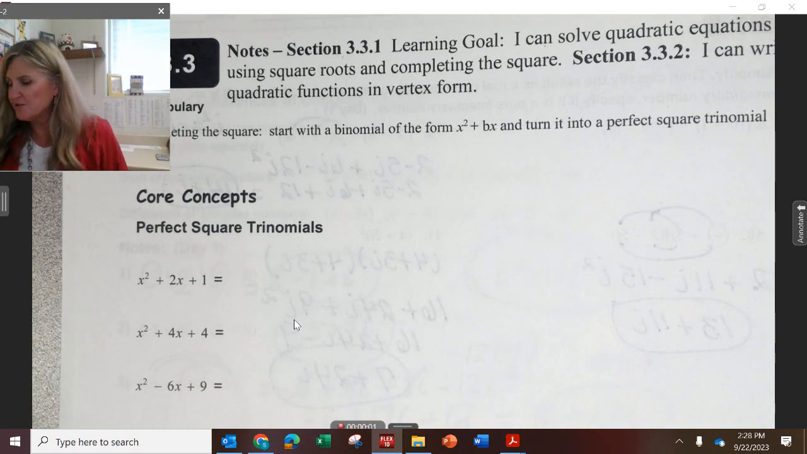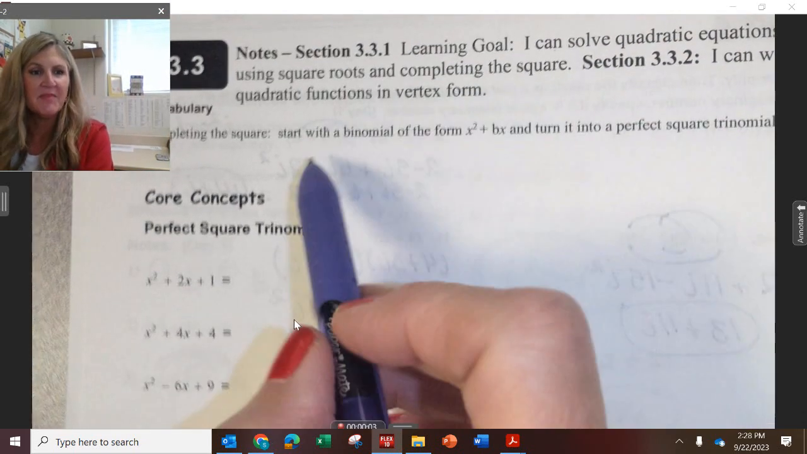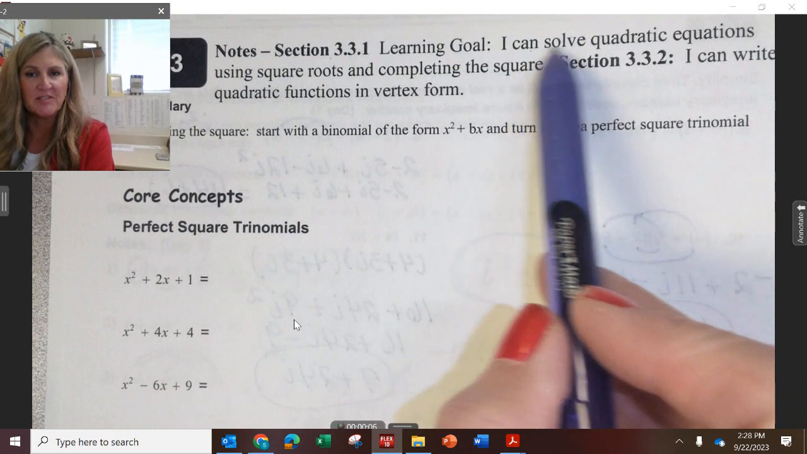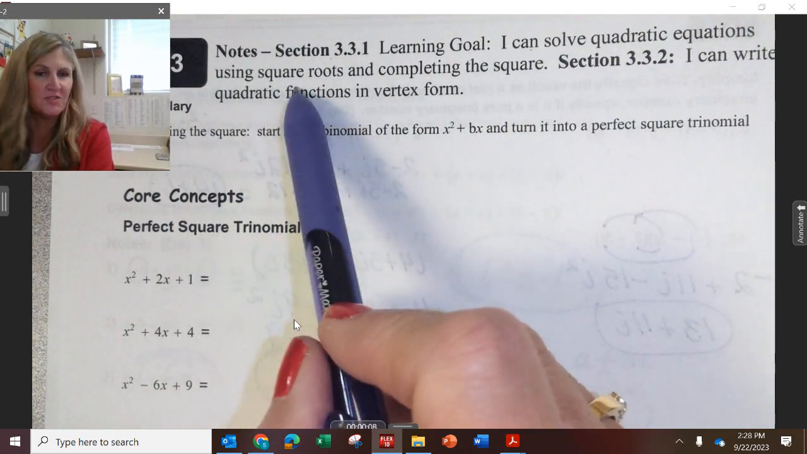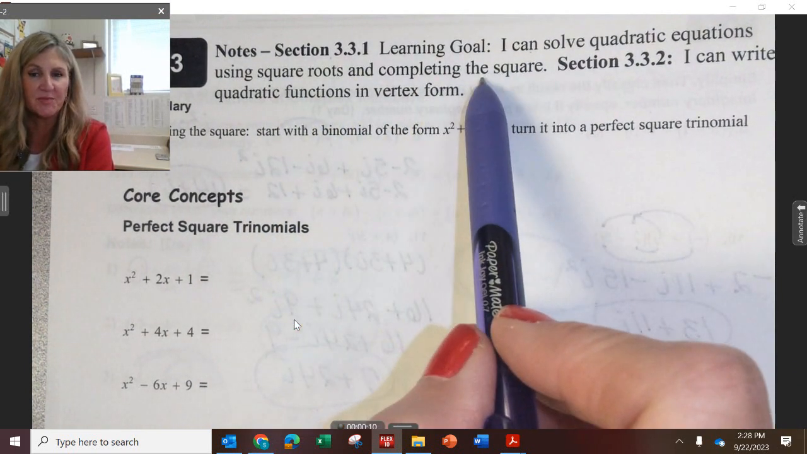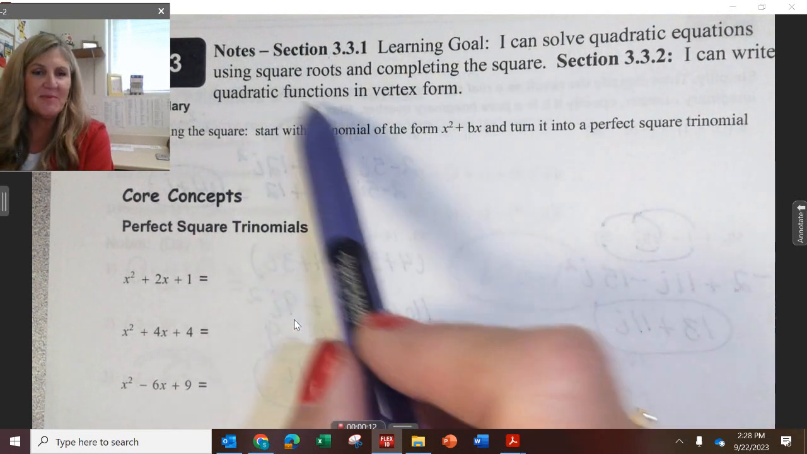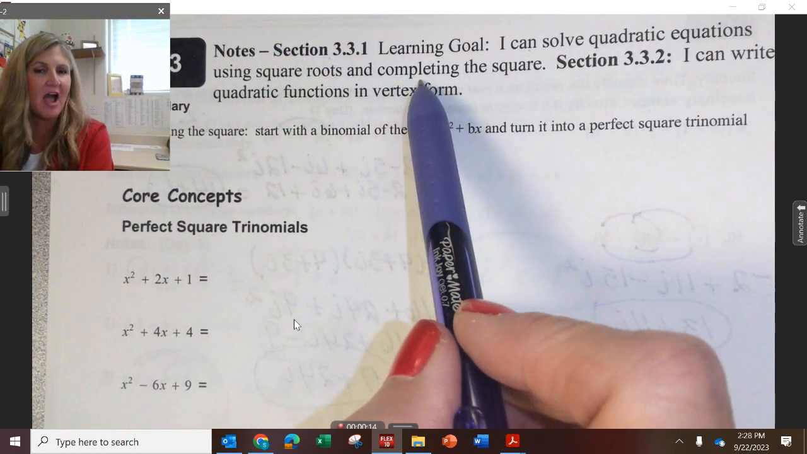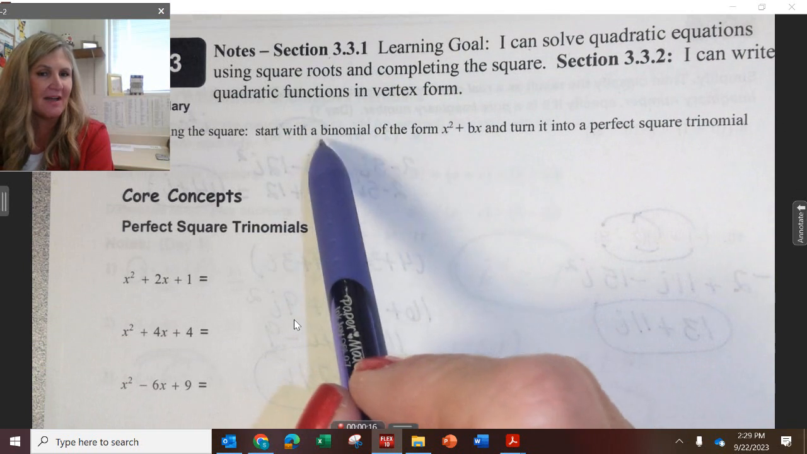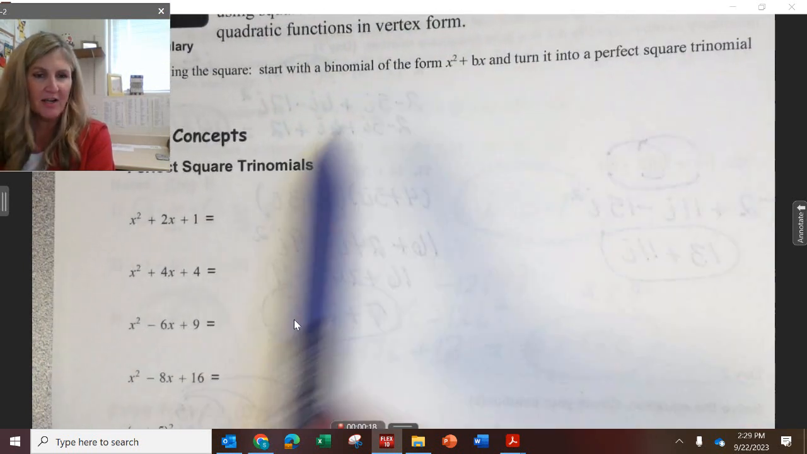Right, so we're looking at section 3.3, part 1 today. And our goal is we want to be able to solve quadratic equations using square roots and also using completing the square. I've been asking people today, and it seems like about half have used completing the square and half of you have not. So we'll see how it goes in here.